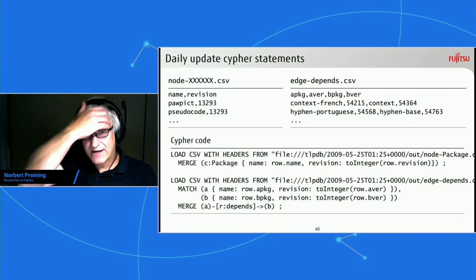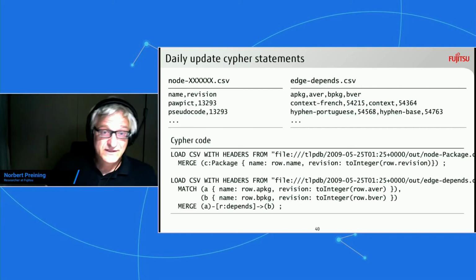How to do the daily update in Cypher? This is a bit more tricky, of course. Again, generate CSV files. Well, just name and revision for all the packages. Then for the depends, just package and version. This is the relation. And then in Cypher, I can load CSV files with headers, and then you can reference these keys here and just merge the package. So the merge makes sure that you don't duplicate the nodes if they're the same. And the same also with relations.